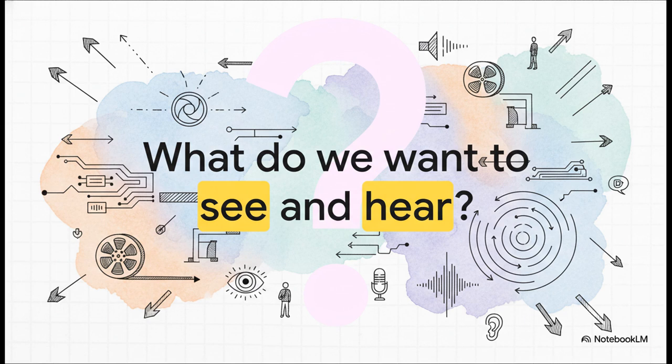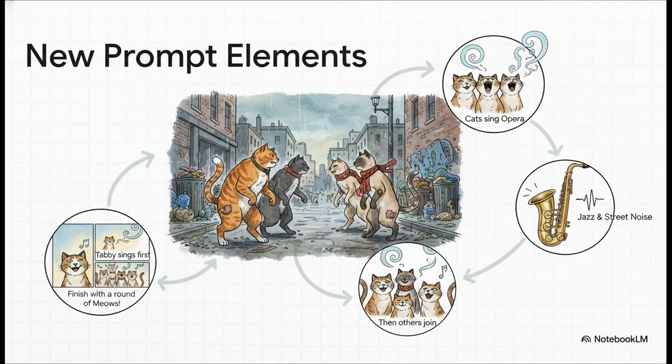We have to ask ourselves, what happens next? What action do we want to see? And maybe just as important, what does this scene actually sound like? This is where you can get really, really creative. We start with this idea of a showdown, but then we throw in a twist. Instead of a fight, they sing opera. We're directing the action, the specific order of who sings when, and the entire soundscape, from the street noise all the way down to some distant jazz.